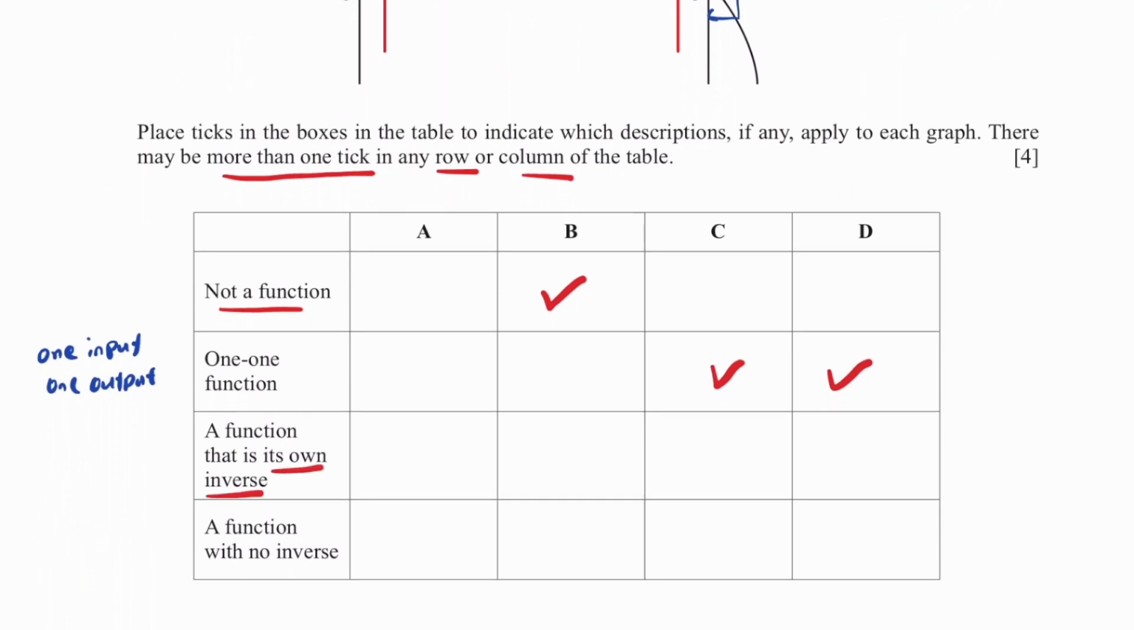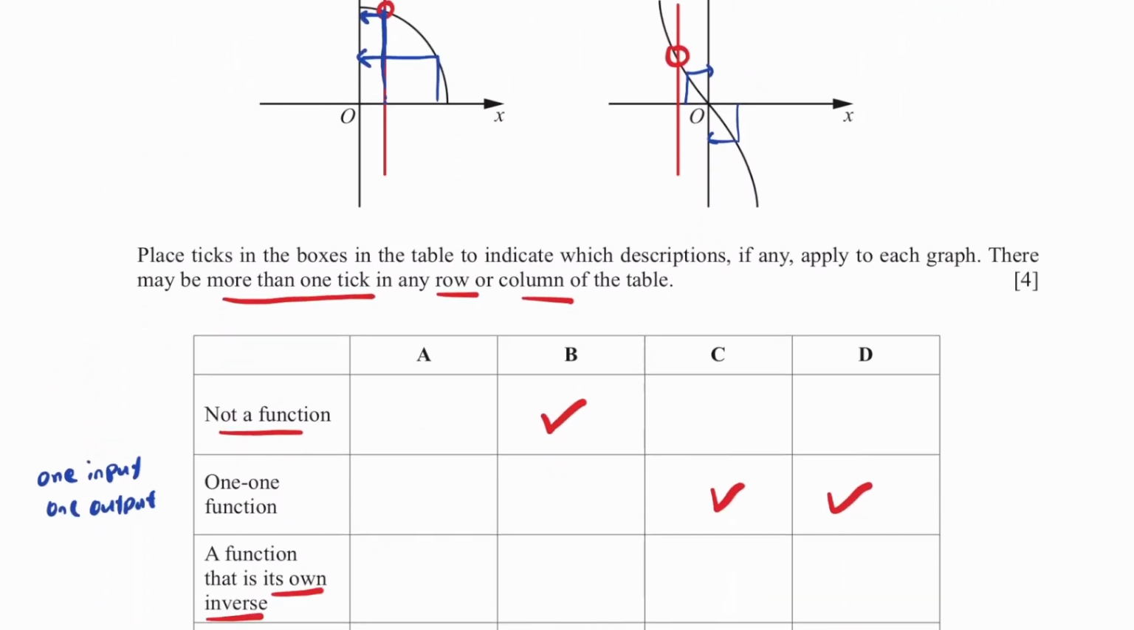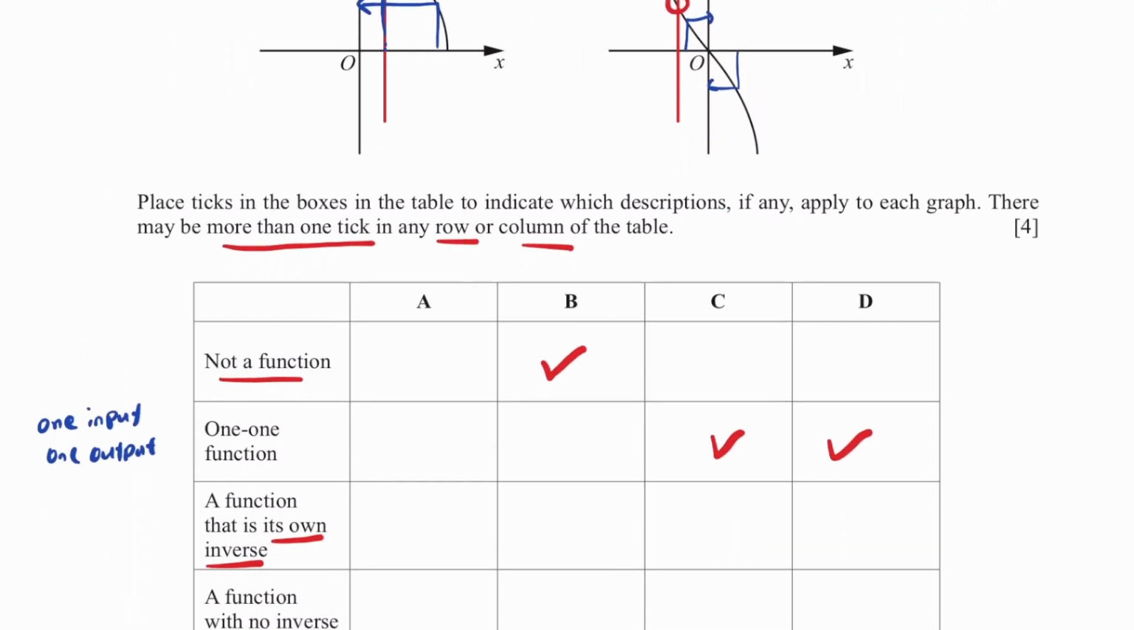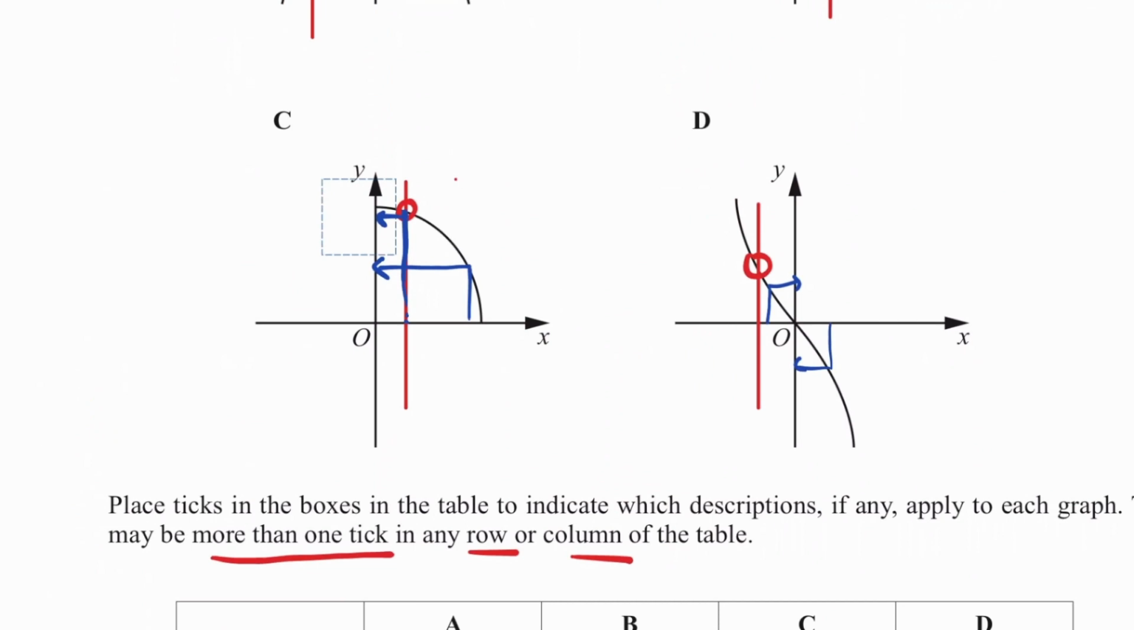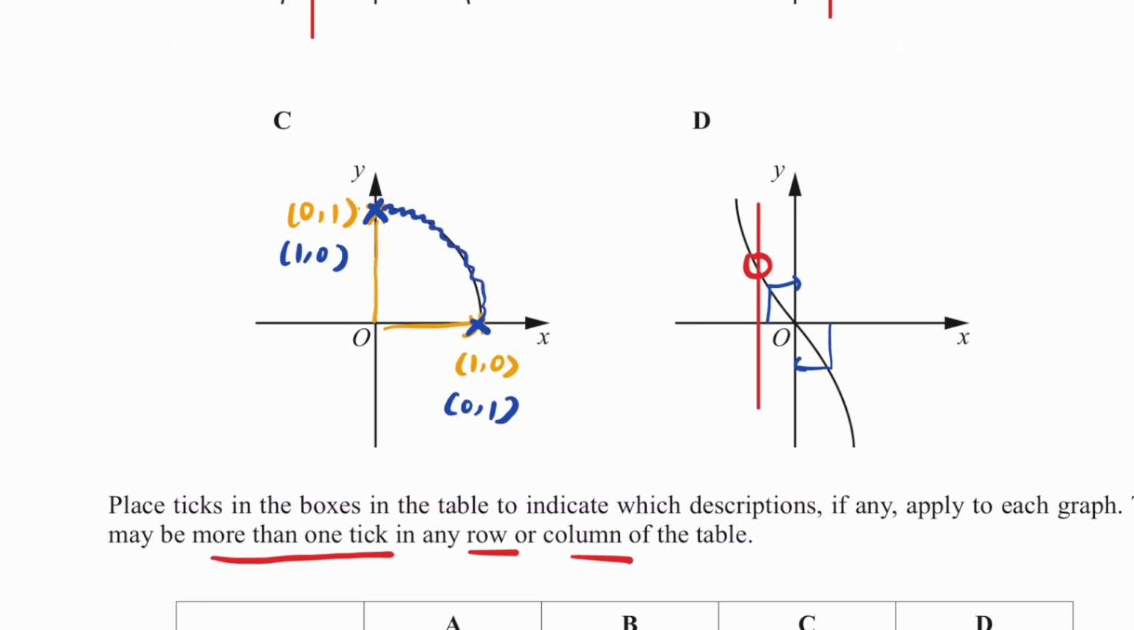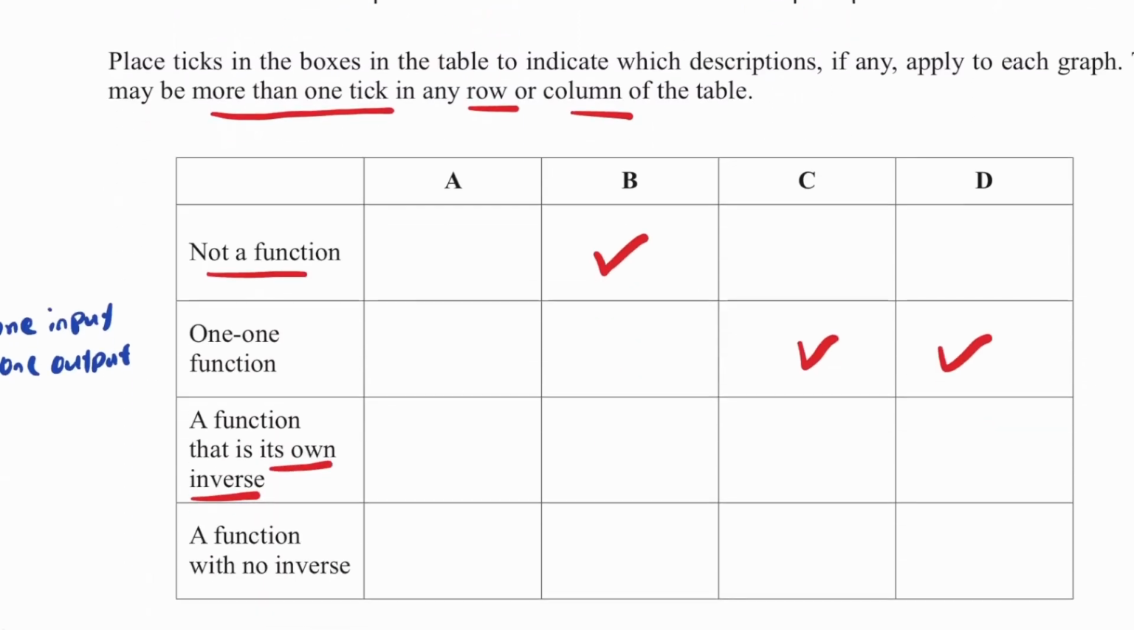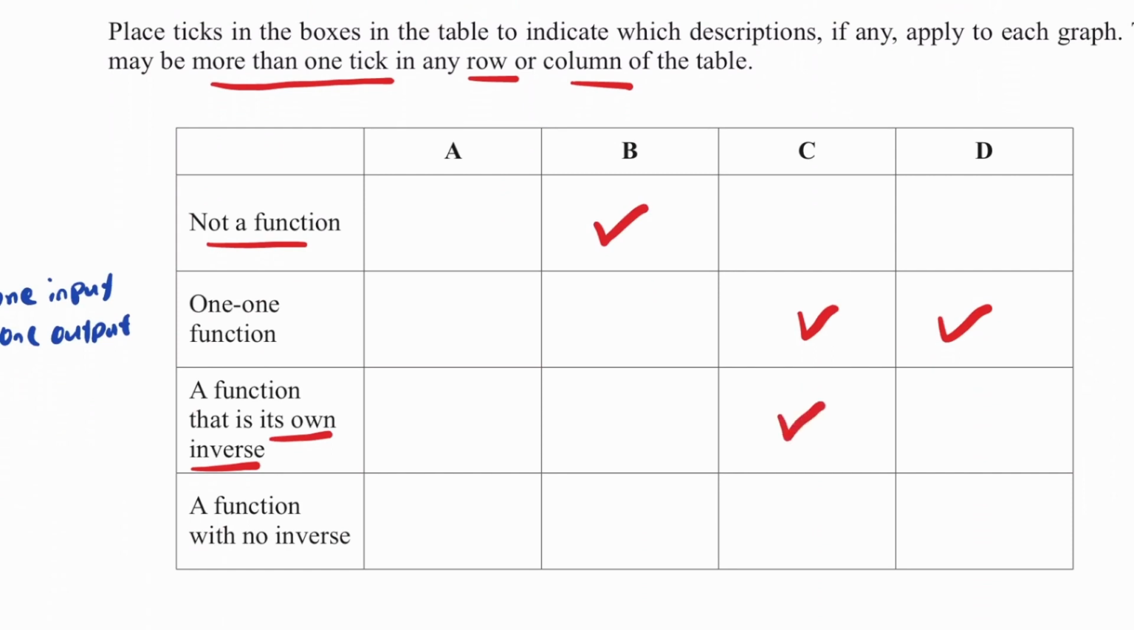Next, a function that is its own inverse. This question might be a bit confusing, but it's basically asking which function looks like its own inverse. When you look at C, you can assume this is (1, 0) and this is (0, 1). This is basically the radius, so it doesn't matter. What happens if you find the inverse? You just switch the values. When you replot the inverse, it looks exactly the same as the function. So C is its own inverse.